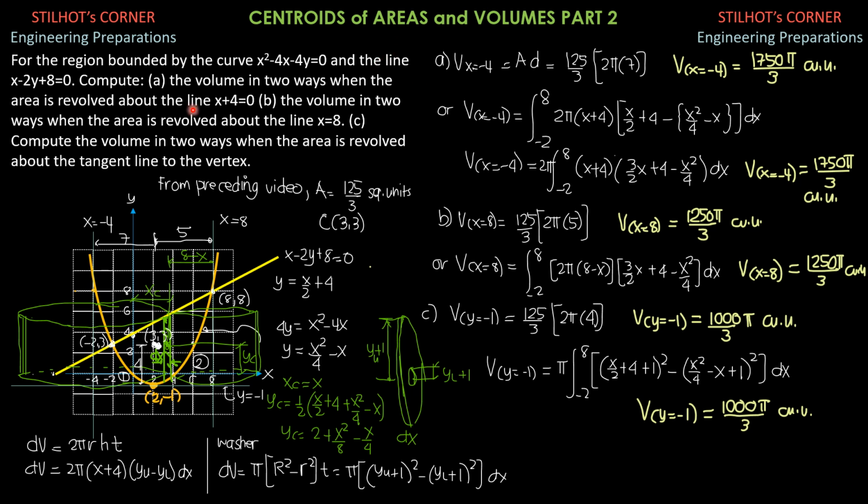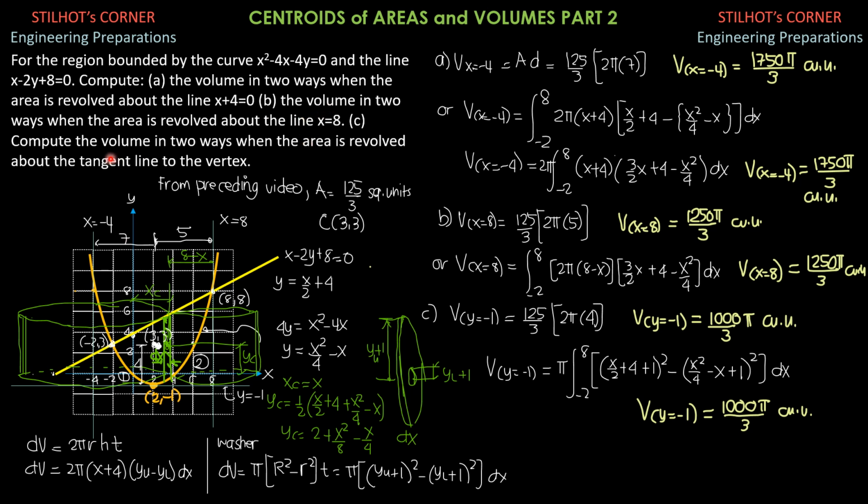So this time, let's revolve the region or area bounded by the curves, which is a parabola open upward, and this line from the preceding video, about the line x plus 4 equals 0, which is a vertical line 4 units to the left of the y-axis.